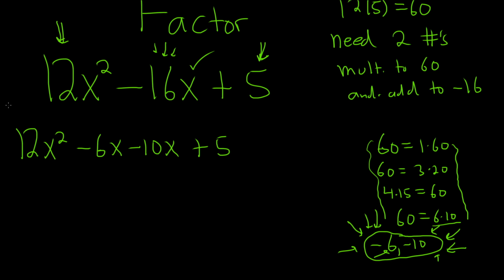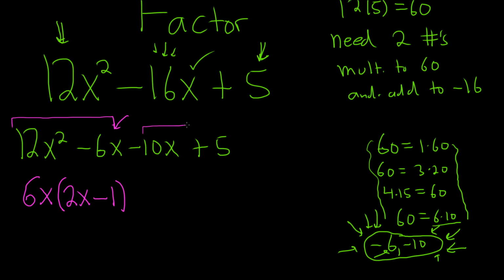So we look at the first two terms, and we pull out the greatest common factor. In this case, it looks like we can pull out a 6 and also an x. Then we ask the question, what do we multiply by 6x in order to get 12x squared? Looks like we just need a 2x. And then what do we multiply by 6x in order to get negative 6x? Looks like a minus 1.